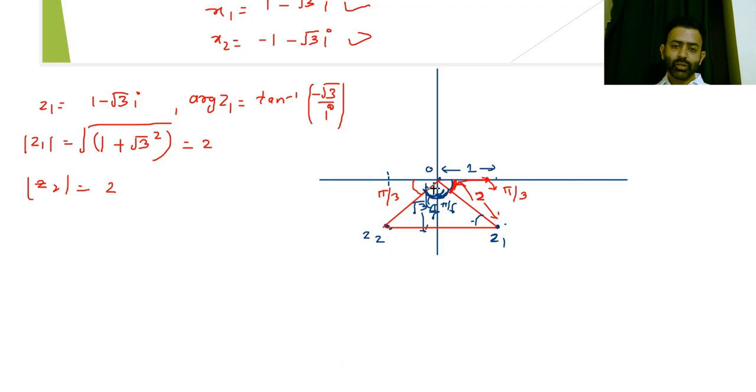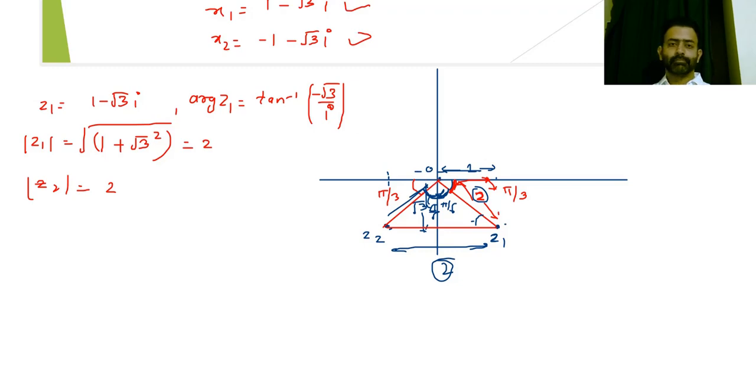Okay, as the modulus of each complex number is 2, this distance is 2, this distance is 2, and since this is 1 and this is 1, so this horizontal distance is also 2. So all the sides are equal. So from this also you can say that the sides are forming an equilateral triangle.